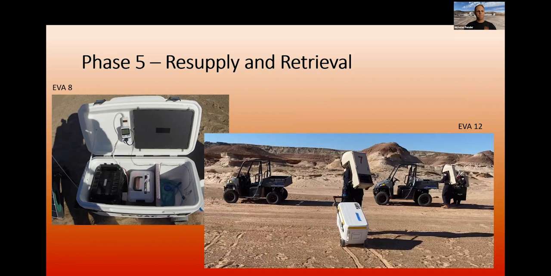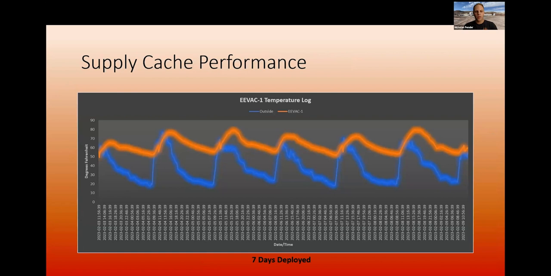This was the performance after retrieval of the cache. We looked at the temperature readings, and you can really see how the cache was able to regulate temperatures inside. The blue line is the outside temperature. The red line is the inside temperature of the cache. It kept everything nice and protected. Nothing froze over inside during the cold nights, and the water was ready to go. That was the main concern, the water freezing, because we needed that to be ready to consume during the experiment.